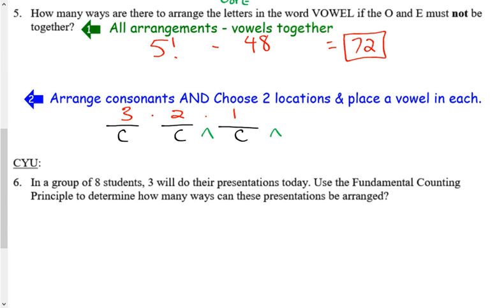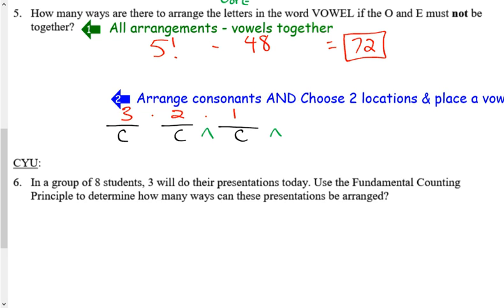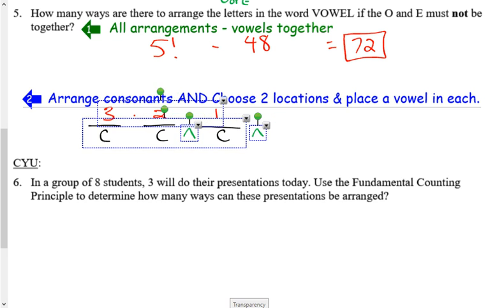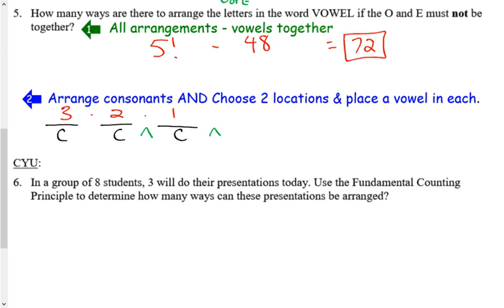So that would give me 3 times 2 times 1. I'm going to move this over there. So arranging the consonants is the 3 factorial. Choosing 2 locations, there's 6 possibilities that we just explored. And I need to arrange the vowels. That would be a 2 factorial. So 3 times 2 times 1 is 6, times 6 is 36, times 2 is 72. So we get the same answer.